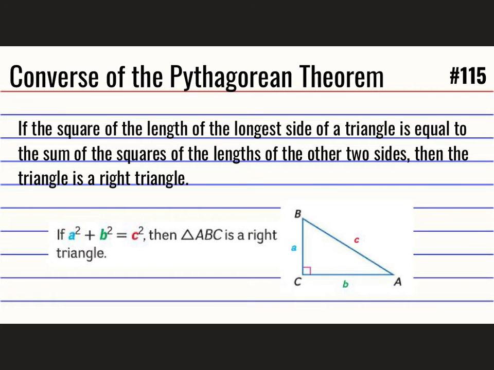So then your card number 15 is just the converse of the Pythagorean theorem. If the square of the length of the longest side is equal to the sum of the squares of the lengths of the other sides, then the triangle is a right triangle. So if c squared is equal to a squared plus b squared, it's a right triangle. But you can use that same relationship between a squared, b squared, and c squared to tell you how to classify triangles as well.